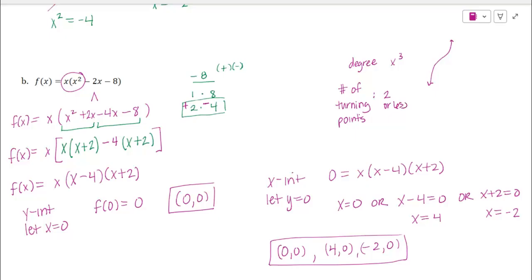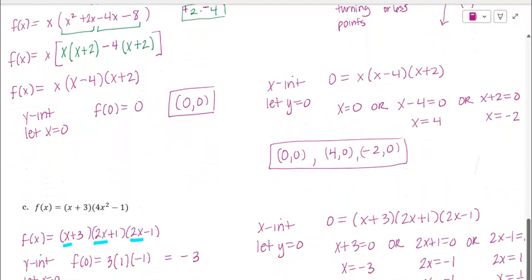We could have a graph, in the graph that I just drew, there's no turning points. I could have a graph that looks like this and have that same end behavior, and in this case I would have 2 turning points.